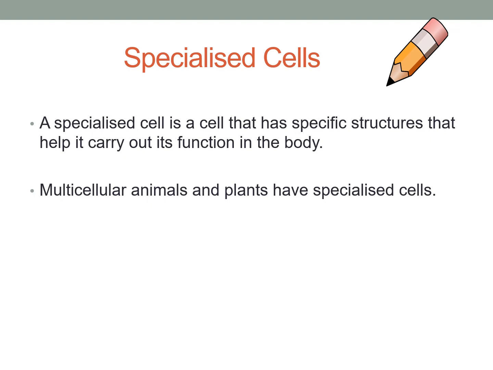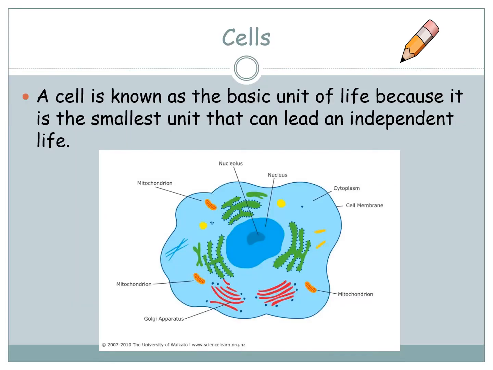So a specialised cell is a cell that has a specific structure that helps it carry out a function. Both multicellular animals and plants have specialised cells. It is important that you know the definition of a cell. A cell is known as the basic unit of life, and it is the smallest unit that can lead to an independent life. So you would take a note of that.